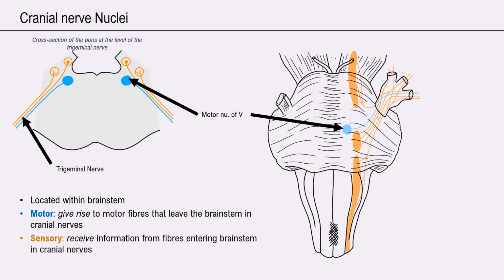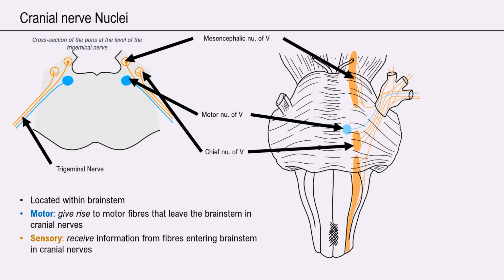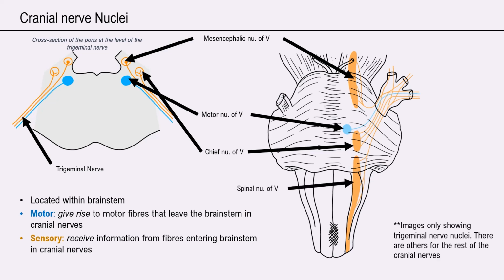Now we have three sensory nuclei for the trigeminal nerve, and each nucleus has a different collection of sensory fibres according to that role. The most superior of these is the mesencephalic nucleus, followed by the chief or principal nucleus, and finally, the spinal nucleus of the trigeminal nerve. Don't be fooled though, there are far many more nuclei in the brainstem, but for the sake of simplicity I haven't included these on the image.